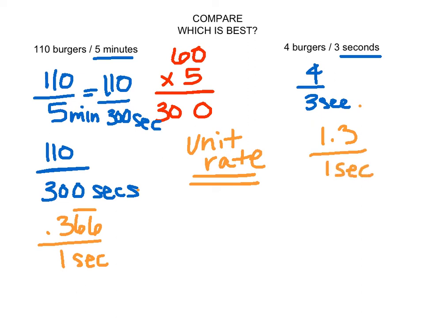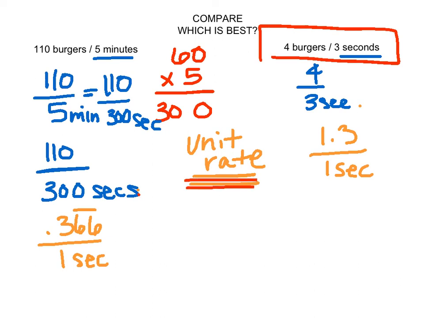So which one is better? The one that is better is actually this one. 4 burgers in 3 seconds is faster than 110 burgers in 5 minutes. Okay, and the way that you solve it is that you have to find the unit of measurement conversion, and then you have to put it into its unit rate. Okay, let's look at the next one.